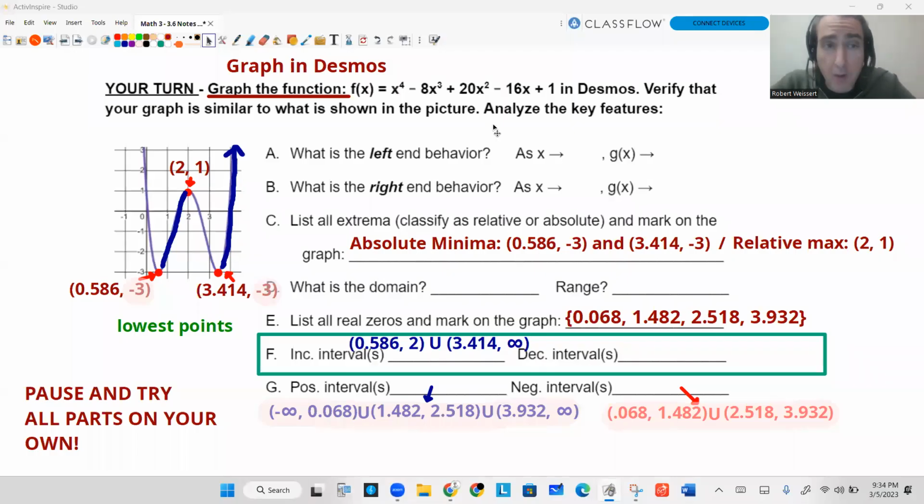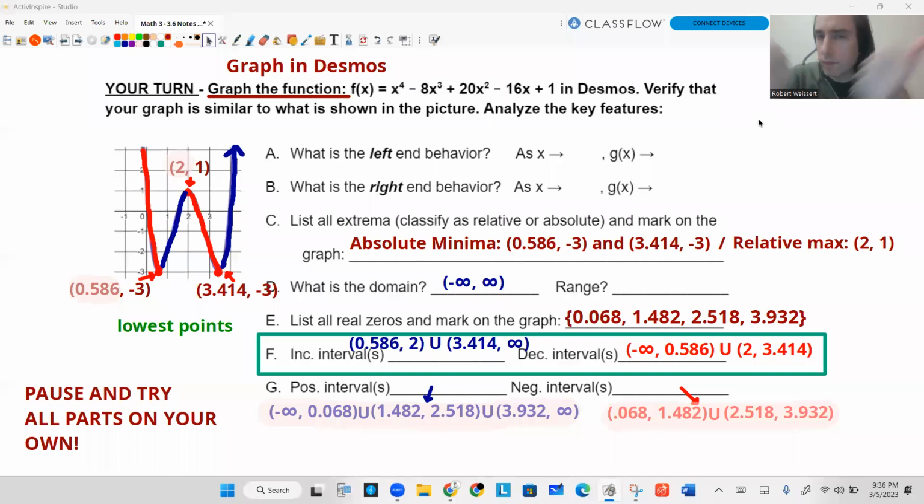I have identified them on the graph. You can see them between 0.586 and 2 x values, and also between 3.414 and positive infinity. It's going to keep going up as it goes to the right forever, so that's why we say infinity. How about the other intervals? Those are decreasing. Those are going from negative infinity to 0.586 and 2 to 3.414. So hopefully you're able to see those. Let's get the domain and range.